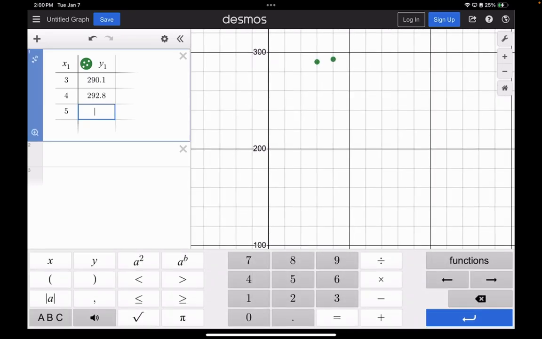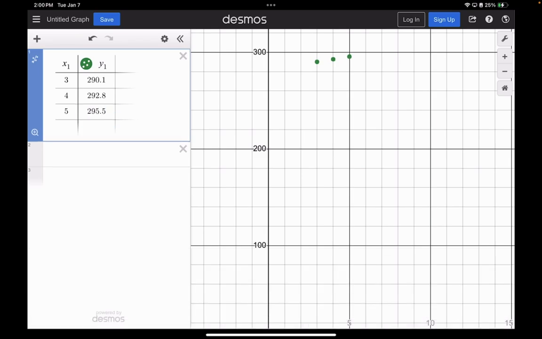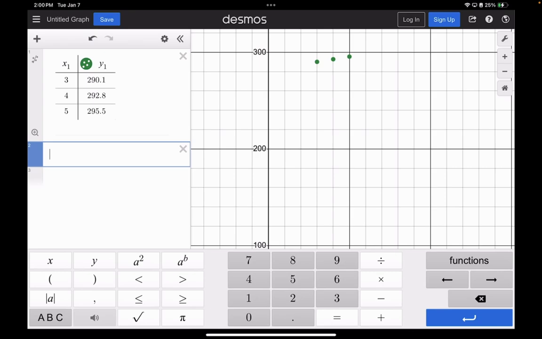So 5 is 295.5. I'm just going to put in these 3, and then how do I put in the model? You have to make another table, I guess. No, incorrect. Do you need to finish the table first? I'm just being lazy. Yes, I would for the homework assignment. I would go up through 2010.